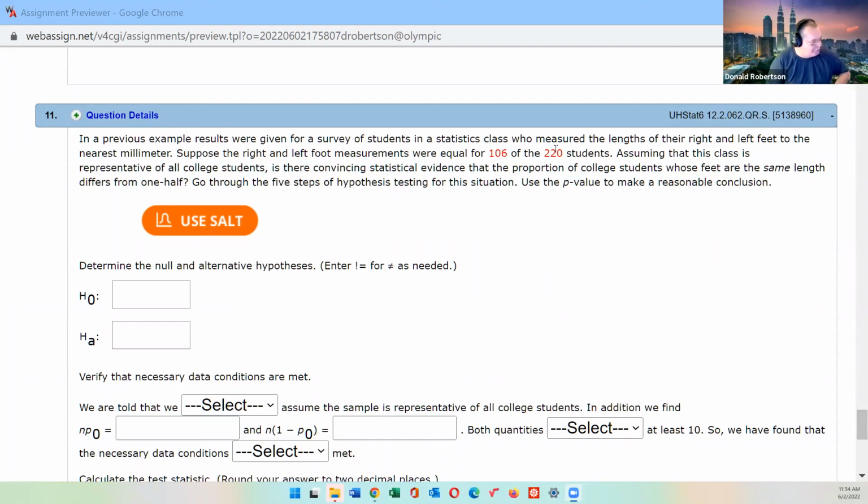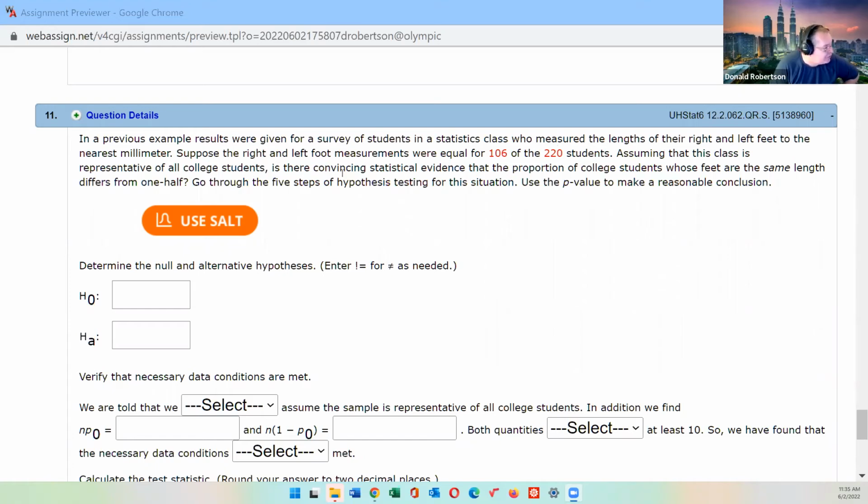Oh, good. I didn't do the previous example, so there's only going to be one version of this question. In a previous example, results were given for a survey of students in a stats class where they measured the length of their right and left feet to the nearest millimetre. And suppose that the right and left foot measurements were equal for 106 out of 220 students. And assume that this is a fair representation of all college students.